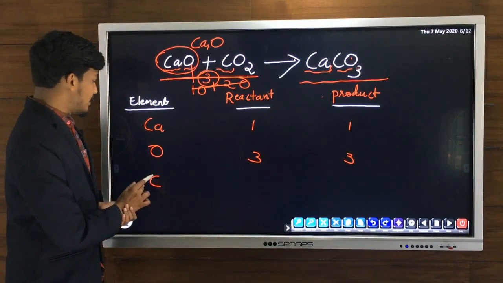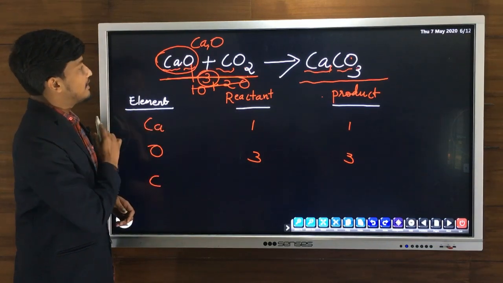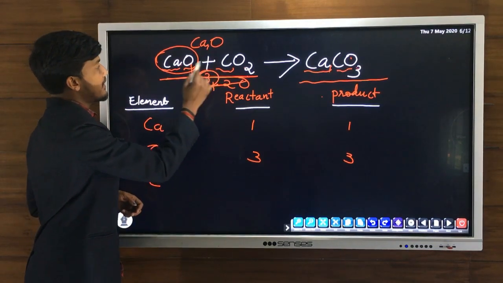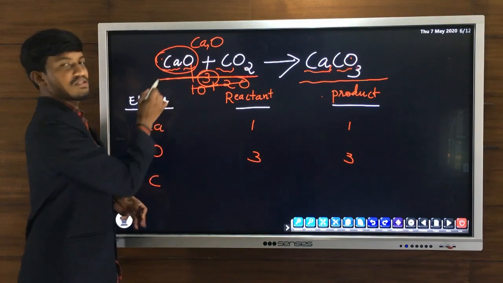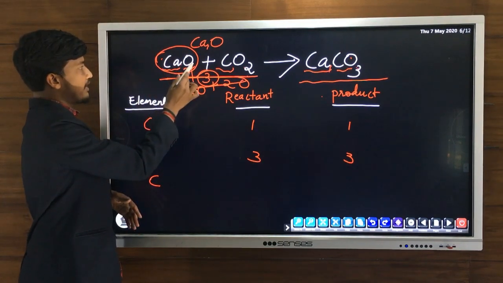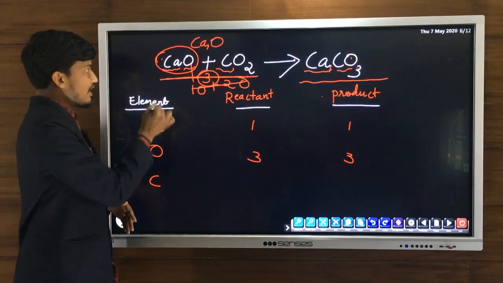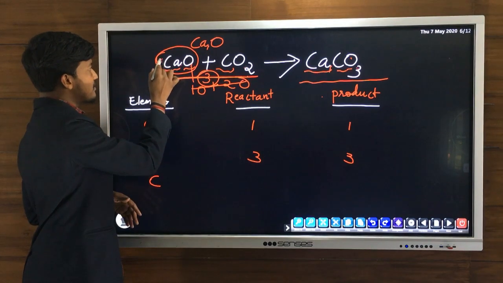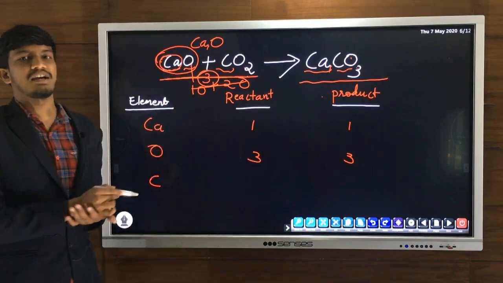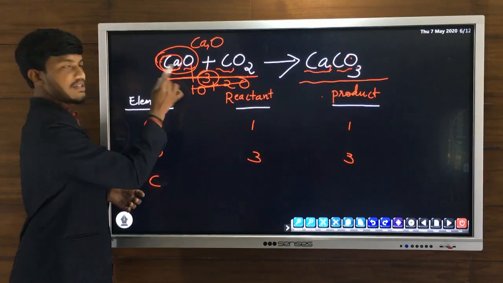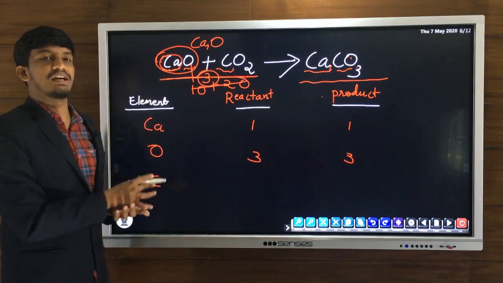C, that is carbon. Carbon on the reactant side. So on this reactant side, in the first compound there is no carbon. In calcium oxide, in CaO there is no carbon. This is not C, this is Ca. We have to take C and A together. So this is calcium. This C is not carbon.